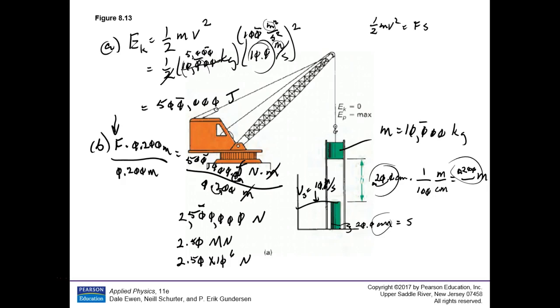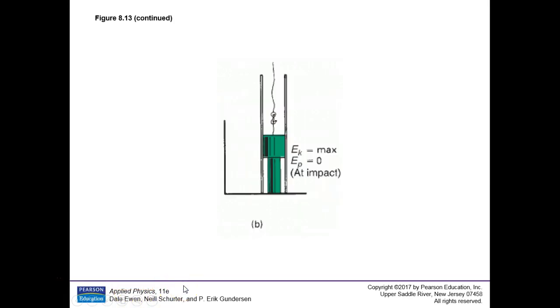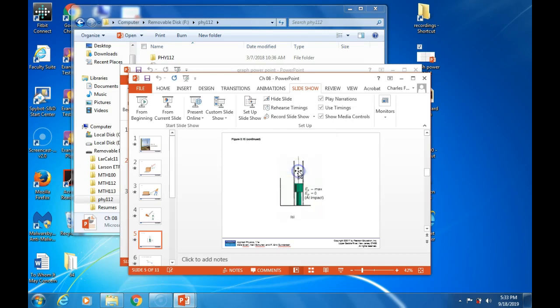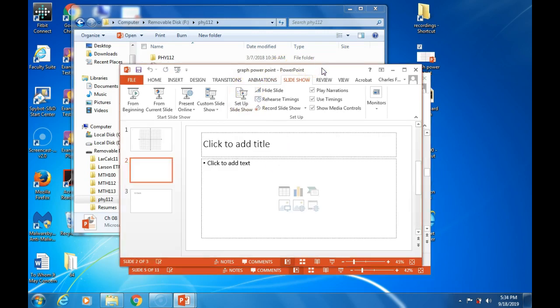How about example 3? Now we can't do example 2, or we could, but it's inconvenient. Let's go back to this one. All right, from current slide, and get my pen back. That's such a pain in the neck.